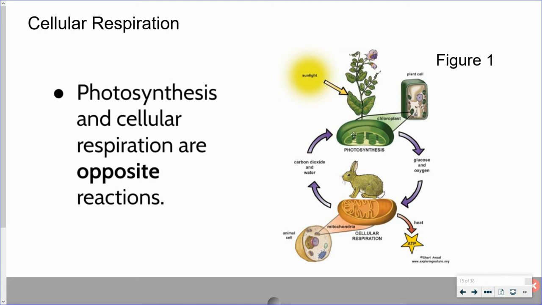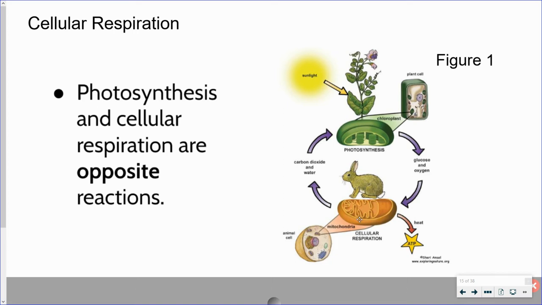In the chloroplasts, the reaction takes place, and the products are glucose and oxygen. Glucose is one of our monosaccharides, a simple sugar. These two products are what feed into cellular respiration. The products from photosynthesis become the reactants for cellular respiration.